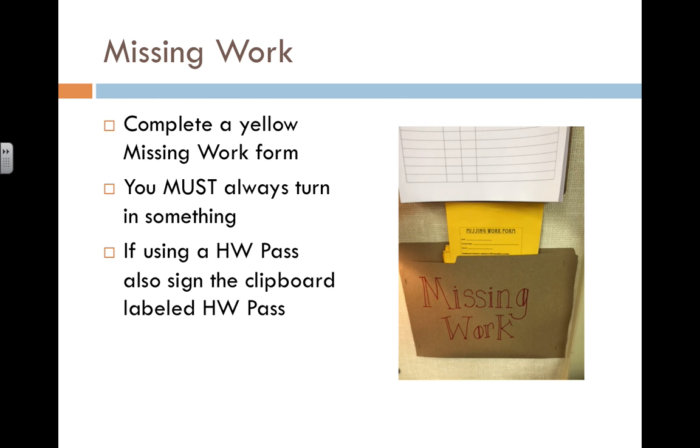Missing work. In the event that you do not have a homework assignment complete when it is due, you want to make sure that you complete a yellow missing work form. That form is located in a chart on the wall over by the window. You must turn in something whenever we have an assignment due. So you're either turning in the actual assignment or you're turning in a missing work form, but I need to receive something from every single person in the class.